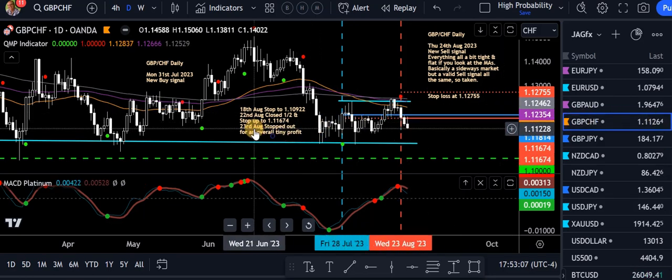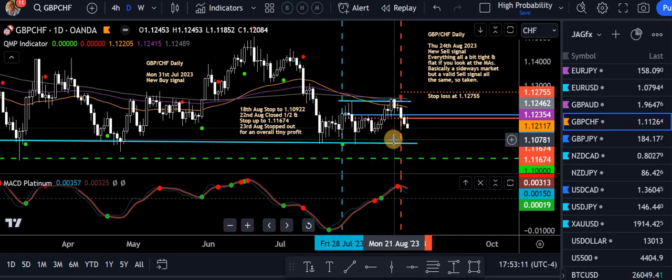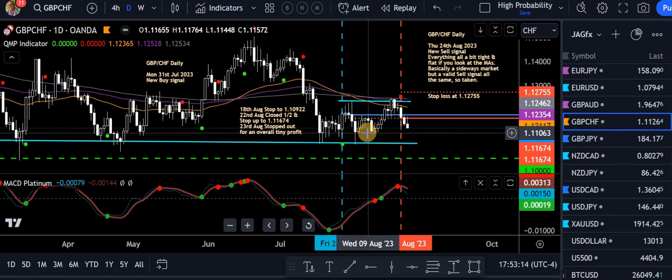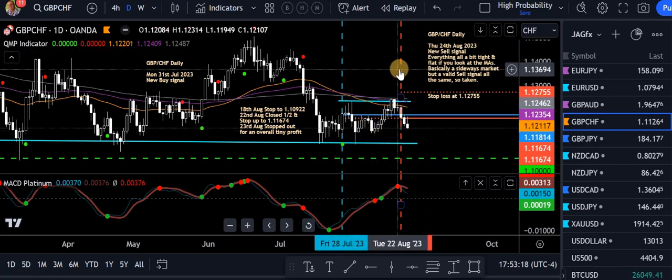I was stopped out on the 23rd of August for a tiny overall profit. So for me, it's a break-even trade. So on the buy, closed out, break-even. In the meantime, took this sell 24th of August.